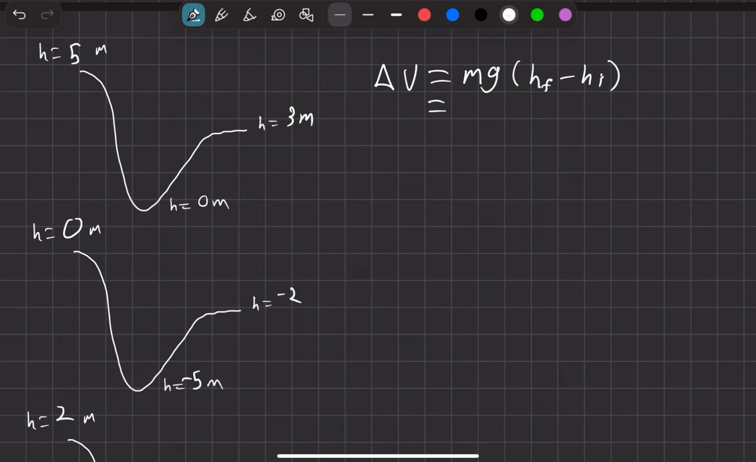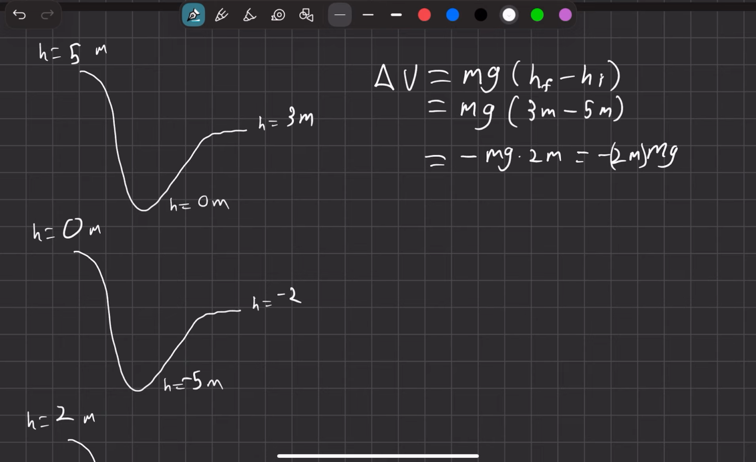So for the first one, this object is at 5 meters to start with and ends at 3 meters. So mg times h final, 3 meters, minus 5 meters, h initial. And what we get is negative mg times 2 meters. Or just to rearrange this, negative 2 meters mg. Now, that's meters and that's mass, so those are different units. But ultimately, the value is going to be negative 2 meters times whatever mg is.